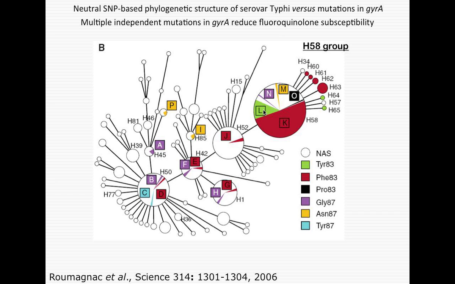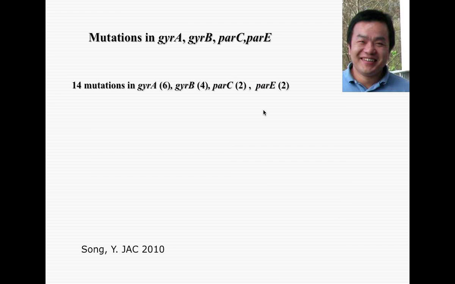What I haven't mentioned until now is the typhi is all over the world, but this group here, the H58 group, seems to have arisen even more recently in Southeast Asia, and then has spread from there still more recently, in the last 10 years, to Africa. And this work now is done by Yachun Song.